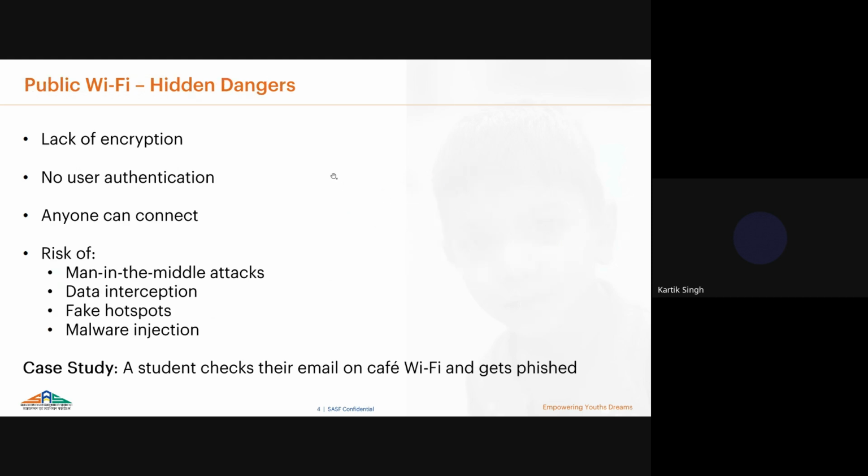Now, public Wi-Fi hidden dangers. Public Wi-Fi lack of encryption. Public Wi-Fi does not have any user authentication. Anyone can connect to it. So it poses a risk of man-in-the-middle attacks, data interception, fake hotspots, and malware injection. Public Wi-Fi's usually lack encryption. It will send data in plain text, and if someone is intercepting that data, they can read all the data that is passing through that Wi-Fi network. So that is why it is advised to use VPNs while connecting to public Wi-Fi's.